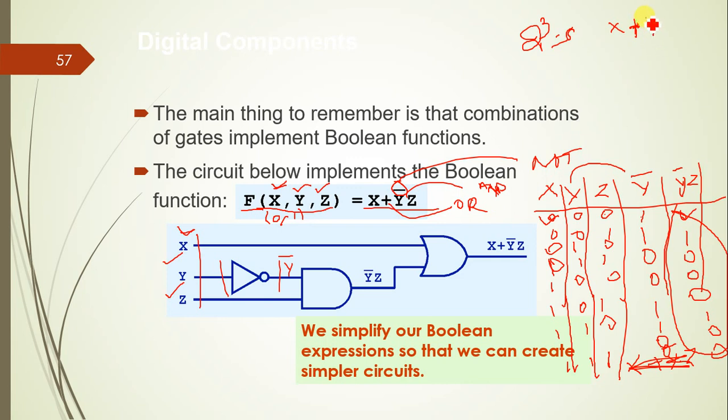y complement or y bar into z, which is 0 plus 0, which is 0 here, followed by 0 plus 1, which is actually 1, then followed by 0 plus 0, which would be 0, then 0 plus 0 would be 0, 1 plus 0 is 1, and so on. You can make the truth table.